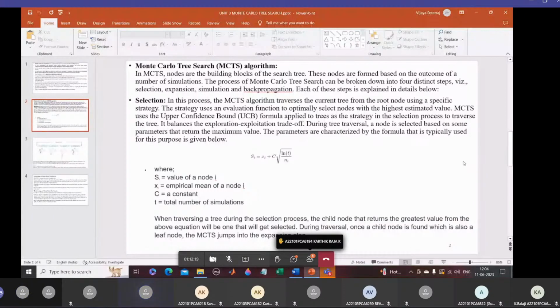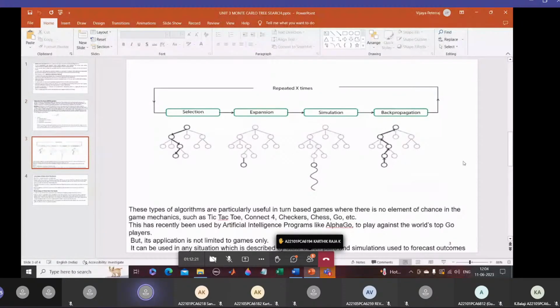This is the selection process. So you have the selection process, and you can see the depth. Next we have the expansion. These types of algorithms have been particularly useful, with several advantages.